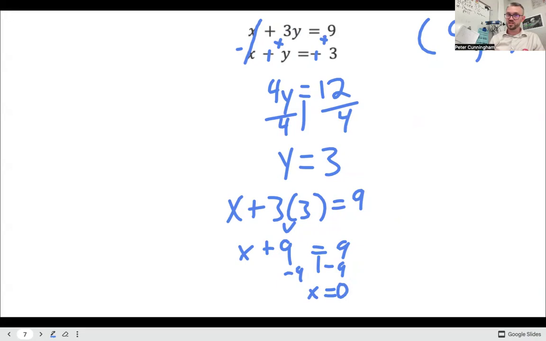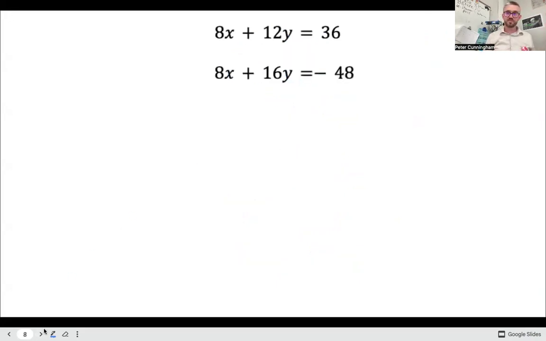0 plus 9 is 9. Right? And 0 minus 3 would be negative 3. It works for both of them. That one's a pretty quick one to check both of them, so it might be worth your time.